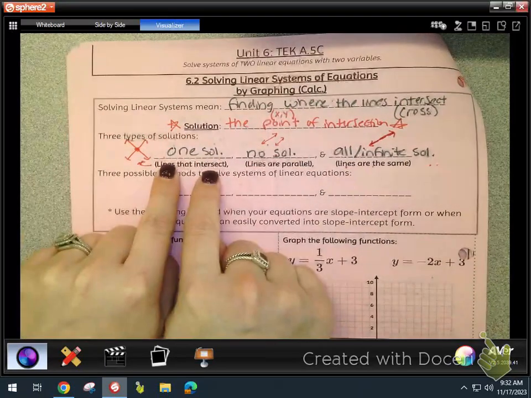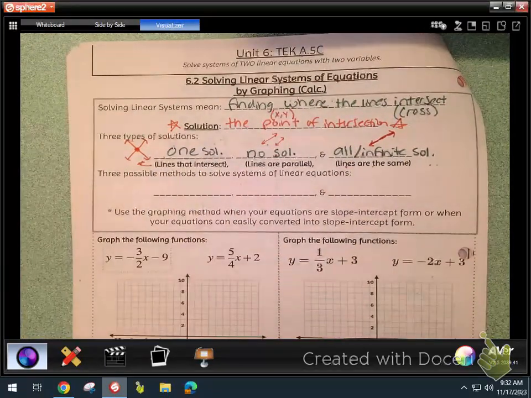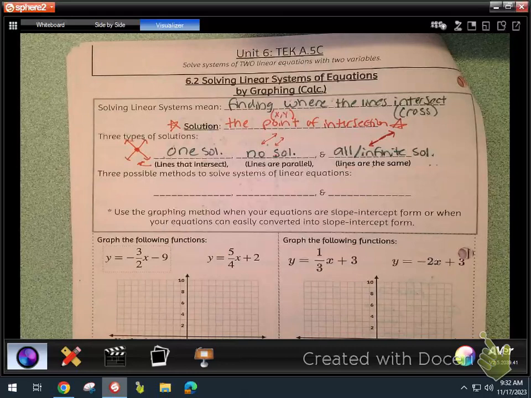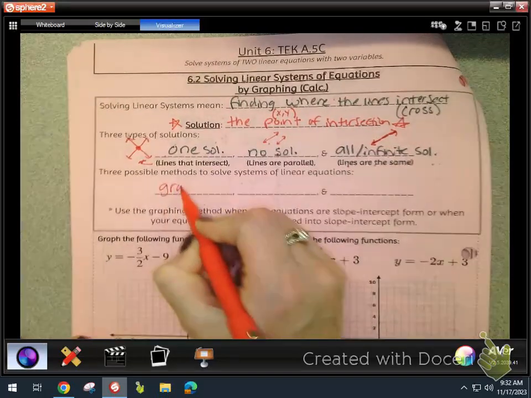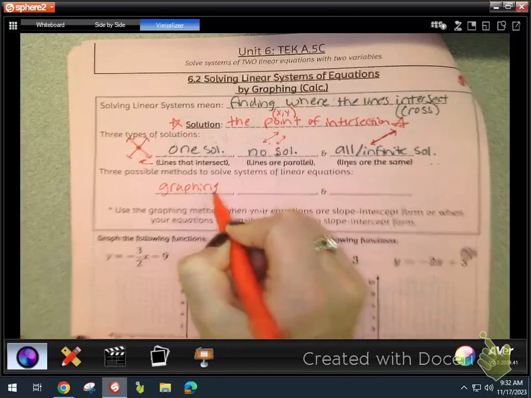Again, our most common case is that they cross one time. So this is what we're going to find. Majority of the time, we're finding one solution. But it is possible that you could get some cases, and we'll see them, that there's not any. Okay? So there's three possible methods. The method we're going to focus on today is graphing. That's the whole point of today's lesson.